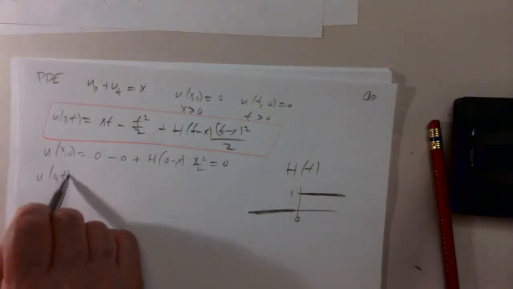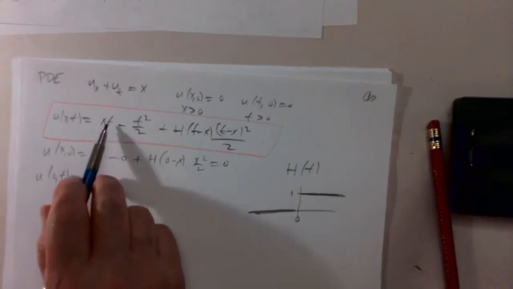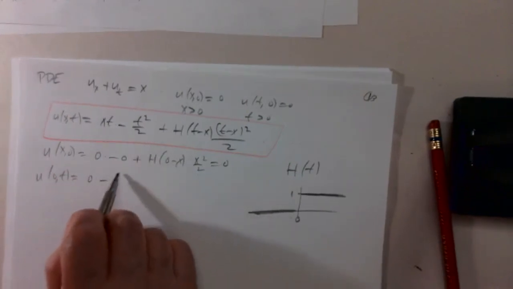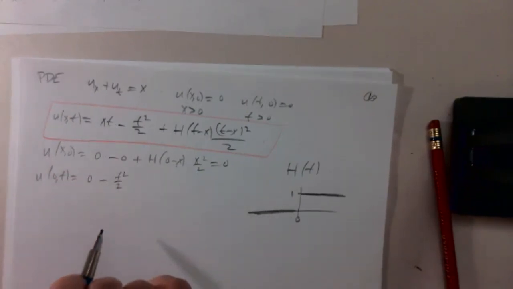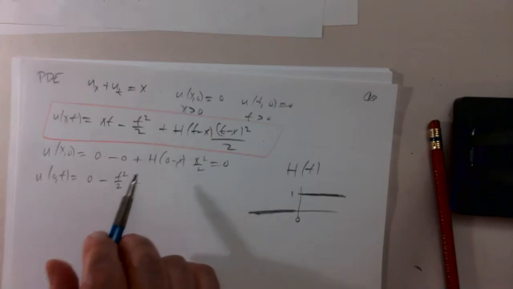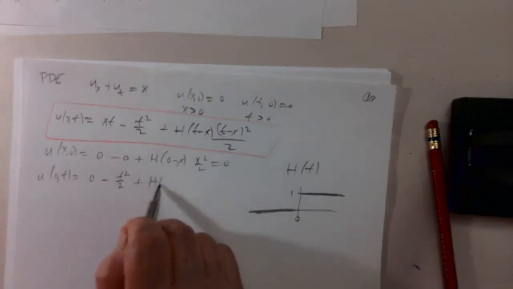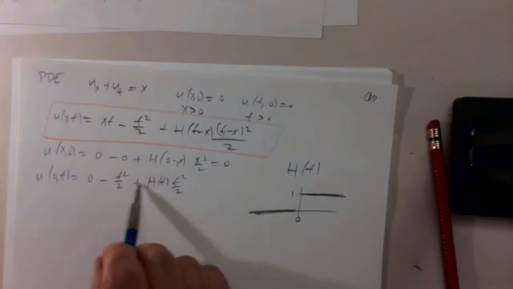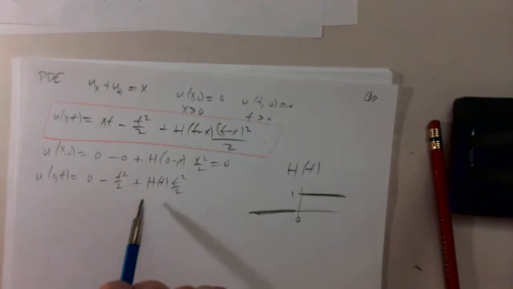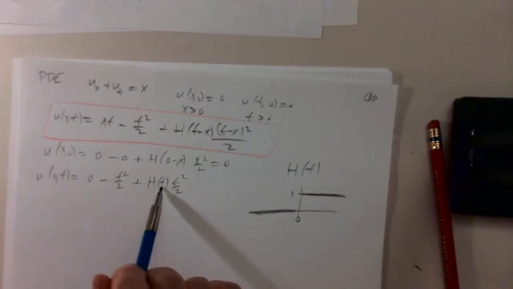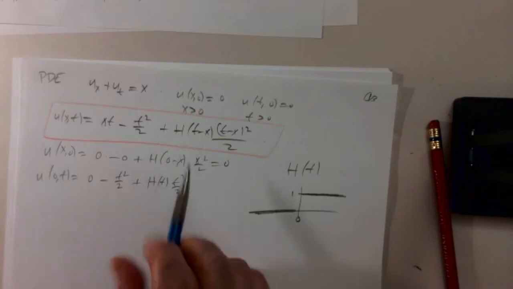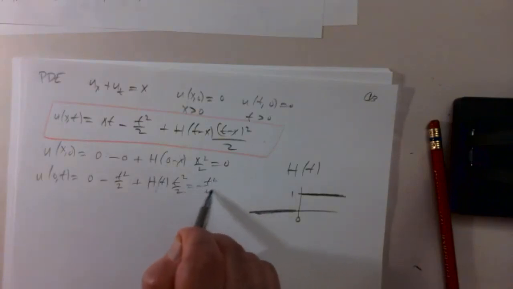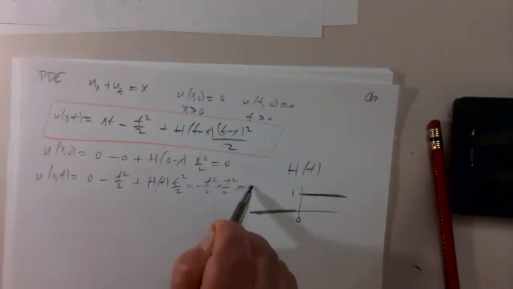U of 0, t. When x is 0, we get 0 minus t squared over 2 plus, when x is 0, H of t times t squared over 2. But t is positive, greater than or equal to 0, so this is 1. So this is minus t squared over 2 plus t squared over 2. That's equal to 0.